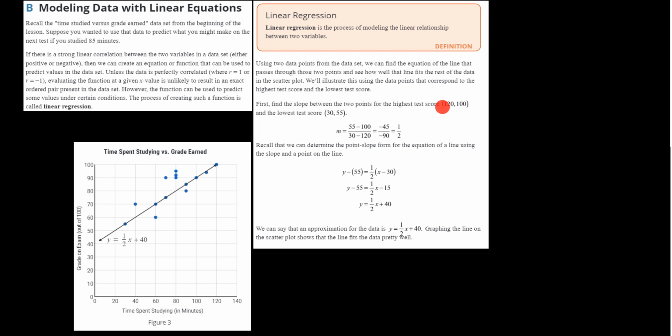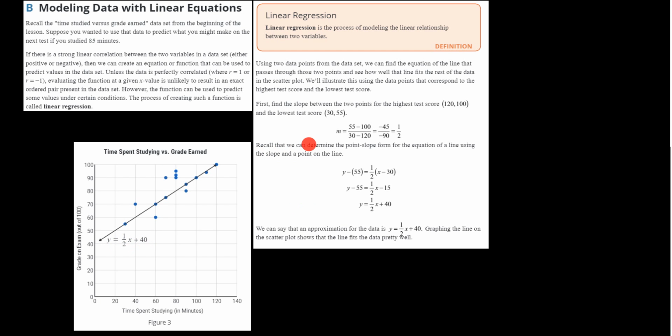And if you recall, the slope is just the change in y over the change in x. So 100 minus 55, or actually they do it backwards. That's no big deal. 55 minus 100, and we got negative 45. 30 minus 120, we got negative 90. And then negative over negative is a positive, and of course 45 over 90 reduces to 1/2. So we have a slope of 1/2, and of course we see that here. If you recall this equation, this form, we call that the slope-intercept form, because we put the slope here first and the intercept here second.